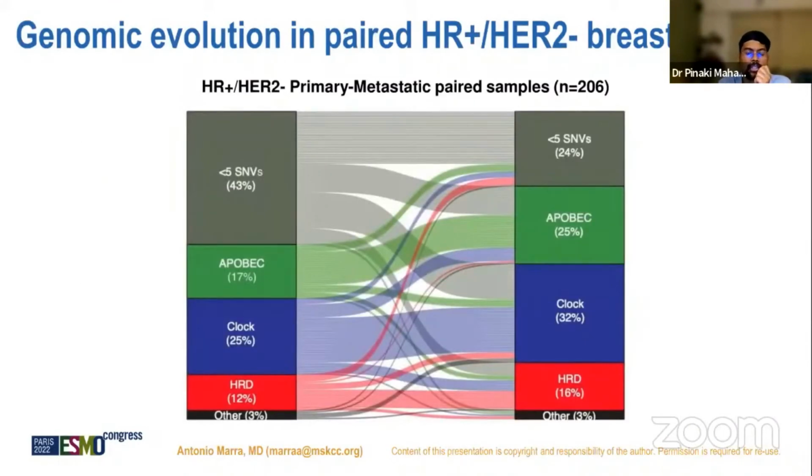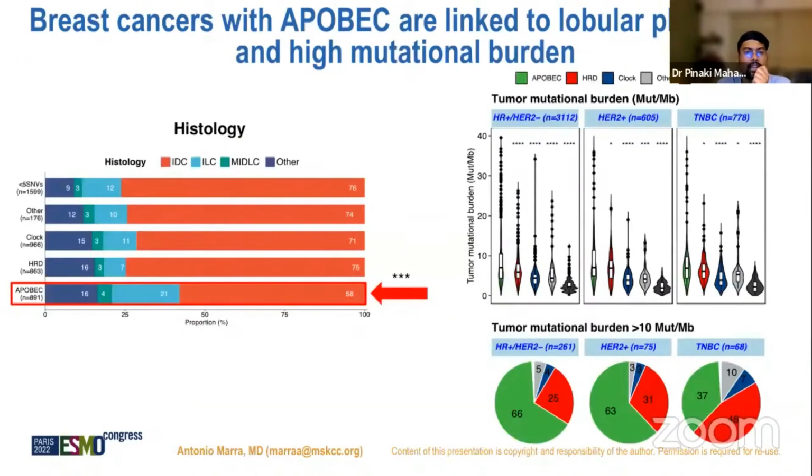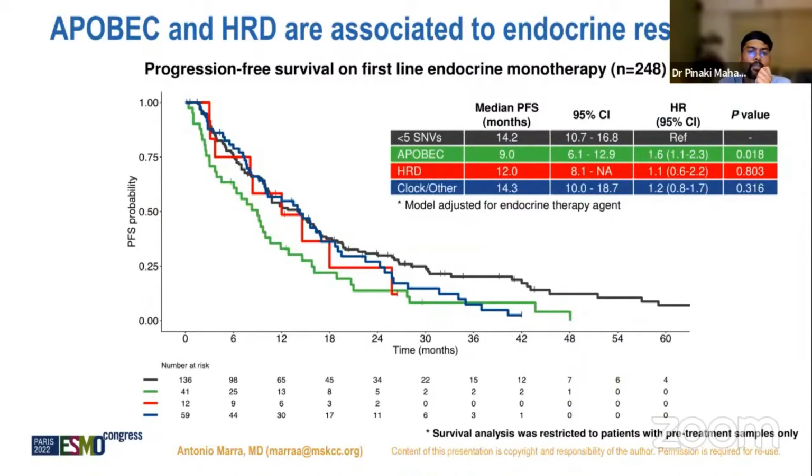Here we can see the genomic evolution in terms of the temporal and spatial heterogeneity that occurs when we treat breast cancer, and you can see that the APOBEC signature increases once you treat the breast cancer. The APOBEC mutational signature actually accumulates. These patients are the ones who have a high mutational burden, with a tumor mutational burden of more than 10, and they have a lobular phenotype. These patients have a poorer progression-free survival on first-line endocrine monotherapy. So there is endocrine resistance in patients who have an APOBEC signature.